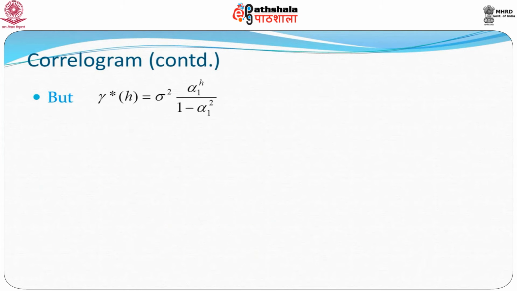But remember, gamma star h, that is the ACF of z, is sigma square alpha 1 to the power of h by 1 minus alpha 1 square. This is because z t is an AR1, and hence it has the same autocovariance function as an AR1 process. So, this would be the autocovariance function, and the parameter in this case is alpha 1, the autoregressive parameter of an AR1 model. So, we get gamma star h.